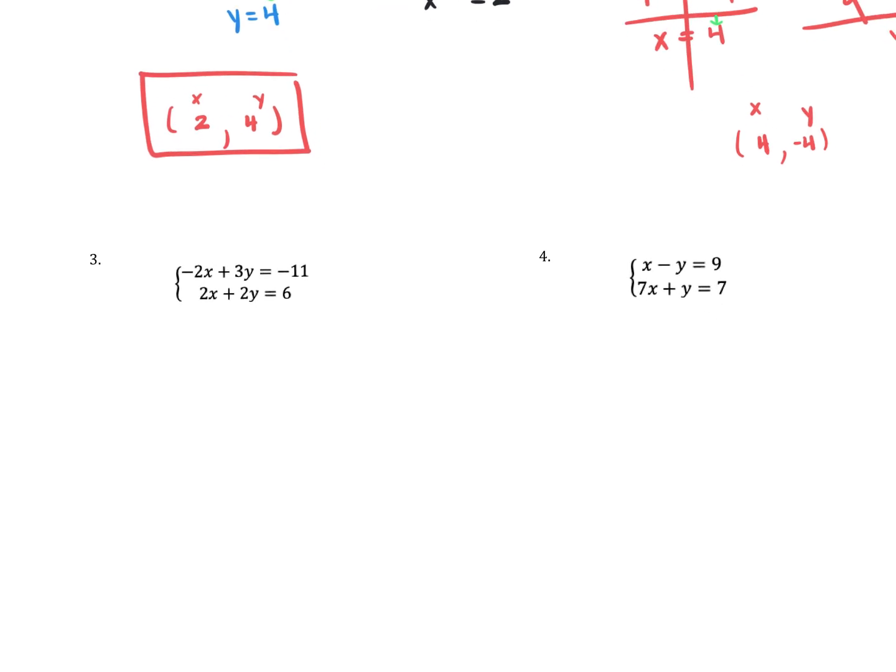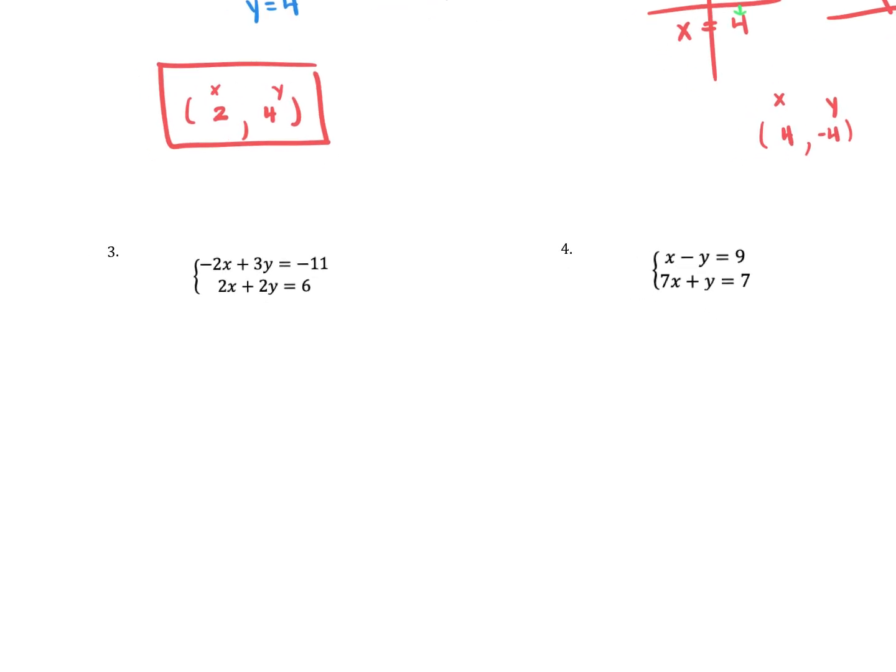Okay, so let's look at number 3. We're going to do the same thing. The first thing we're going to do is put this equals bar underneath and put this plus out front. So I'm looking for the same letter that also has a number that's similar. One of them is going to be positive and one of them is going to be negative.